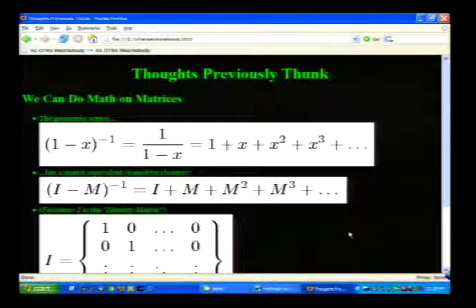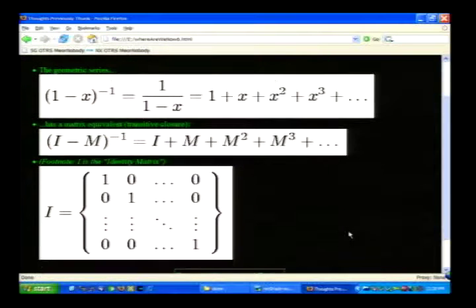You can do the same thing with matrices. The identity matrix, which is depicted down here, is just a matrix that's all zeros with ones down the diagonal. We'll represent that as I. So 1 over I minus our matrix gives us the geometric series for matrices, so I plus M squared plus M cubed, if M is our matrix.